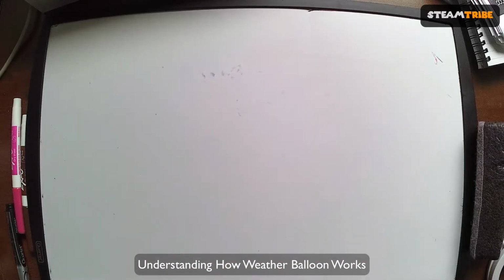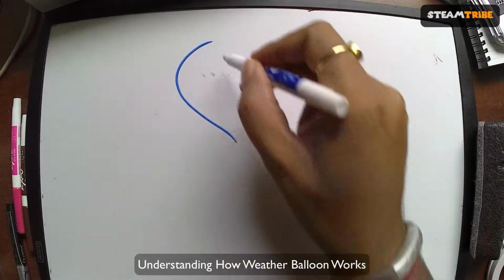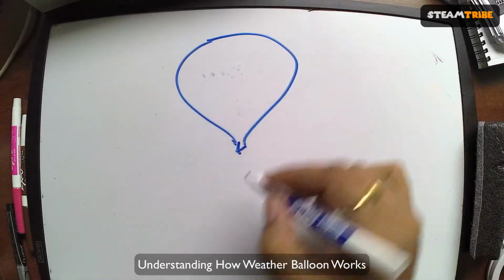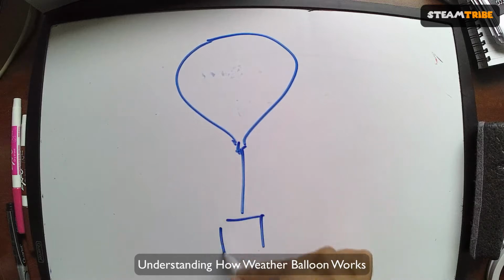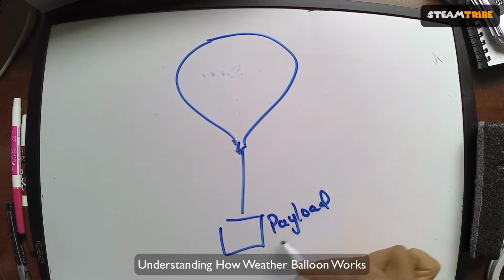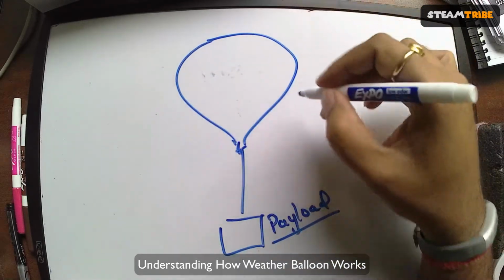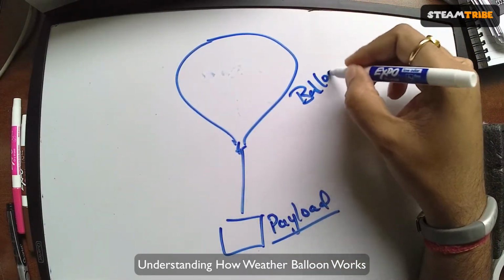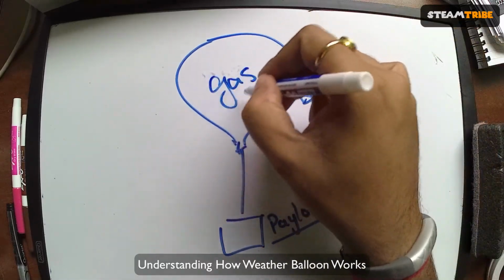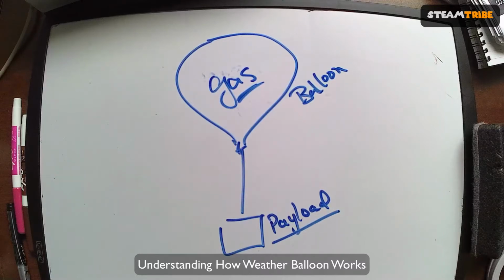If we look at the weather balloon, it's made out of two main components. There is this balloon, and then the other part is what we call payload. And this is a balloon, and it has gas in it, and we'll talk about which gas and what it does. Now why do we need gas, and why do we need a weather balloon?